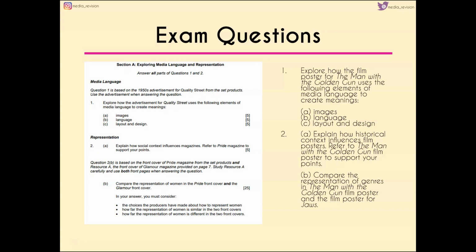So you can see how the questions on the left match the questions on the right. All I've done is change initially the text that we're looking at from Quality Street to The Man with the Golden Gun, or changed the focus of the question, for instance, from social context to historical context and from women to genre. You can practice this yourself, and another thing that you can practice is picking alternative products to compare to the ones that you are going to be studying.